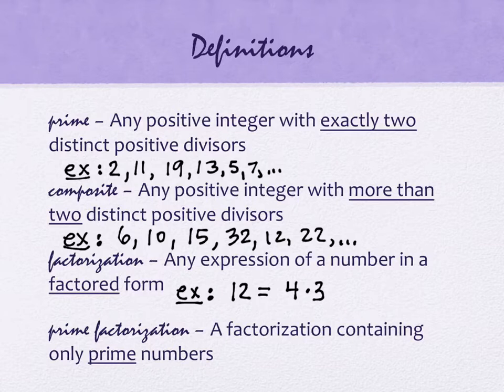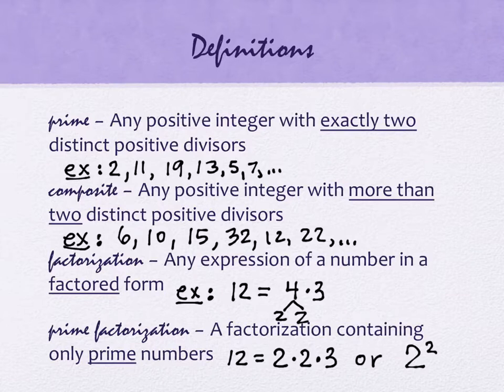So if I used that same 12 that I did before, the 4 and the 3 are fine, but 4 breaks down into 2 and 2. So the prime factorization would be 2 times 2 times 3. So it's the factorization into only primes. Or sometimes you'll see it where you actually write the 2 times 2 as 2 squared times 3. So we'll see it both of those ways.